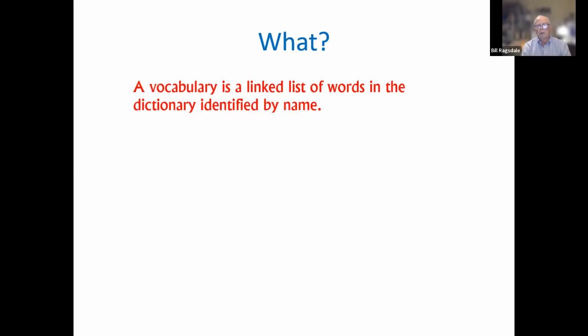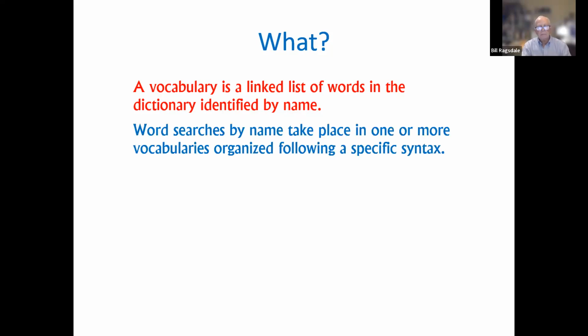So what is a vocabulary? Well, it is a linked list of words, which is located in the dictionary and identified by name. So when you use the name of that word, you are now calling into use the list of words that is represented by that name. Word searches take place by the name in a vocabulary, and the way that this is done follows a specific syntax, which we'll go into.